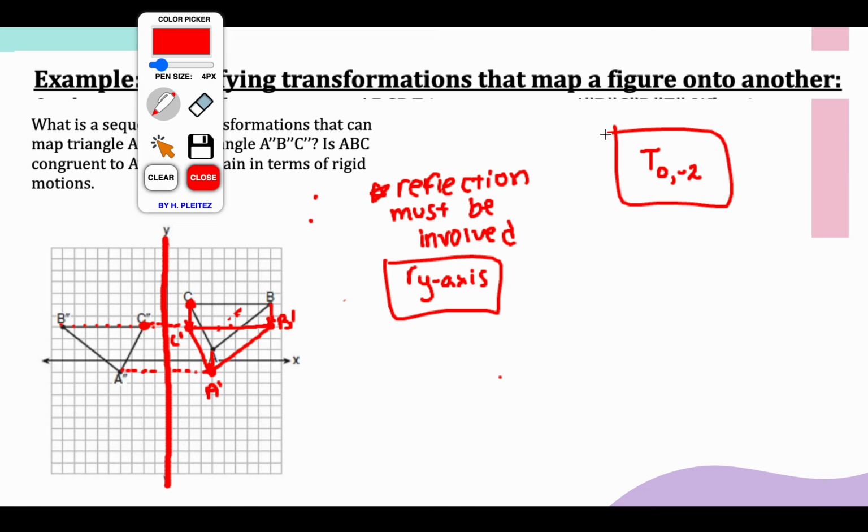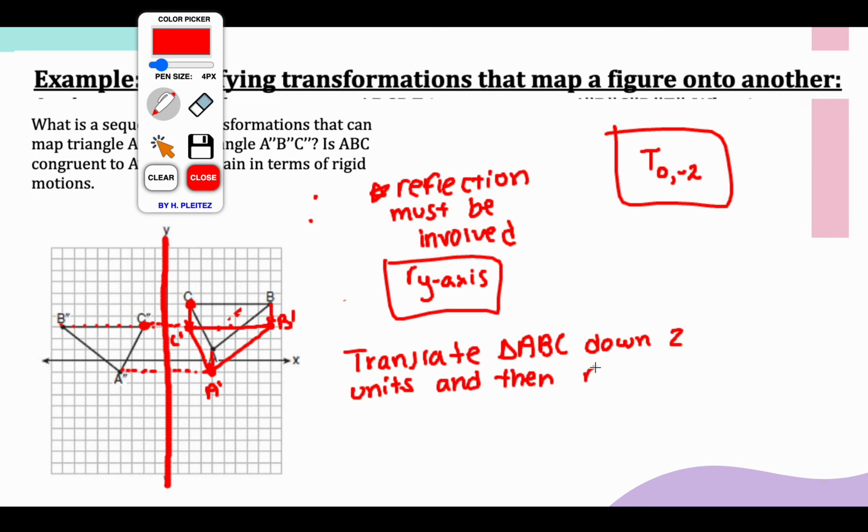There are 2 different ways that you can write this out. You can write it out in words. You can say, translate triangle ABC down 2 units, and then reflect it over the y-axis. That's one way, in words. You can verbally say that.